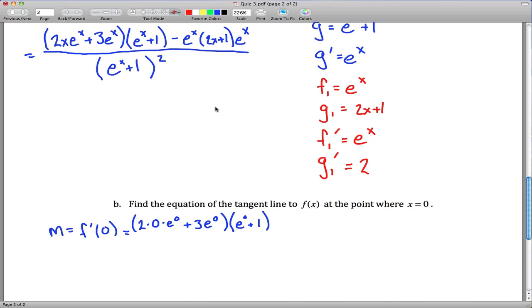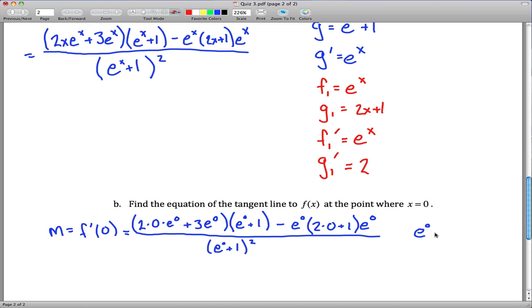That's this term here. And then from that we subtract. We got an e to the 0. We got 2 times 0 plus 1. And then we got another e to the 0. And we divide all of that mess by e to the 0 plus 1 squared. And fortunately for us, this simplifies rather nicely if you remember this fact.